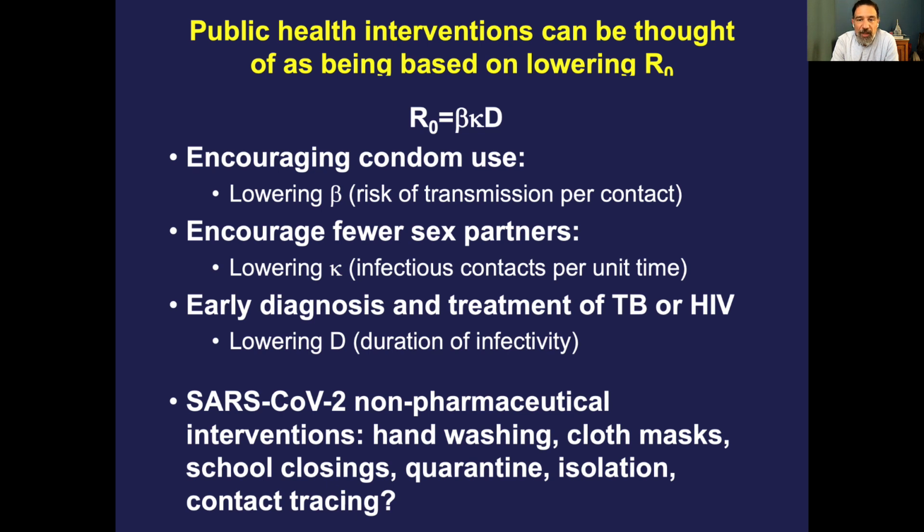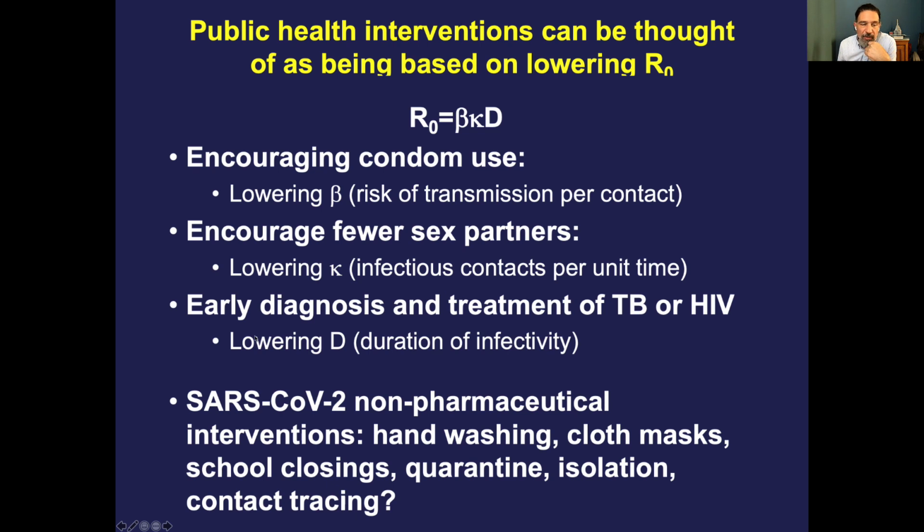So, for example, condom use to prevent spread of sexually transmitted infections effectively reduces the risk of transmission per contact, or beta. Another strategy to prevent the spread of sexually transmitted infections is encouraging fewer sex partners, and so this effectively lowers the number of infectious contacts per unit time, or kappa.